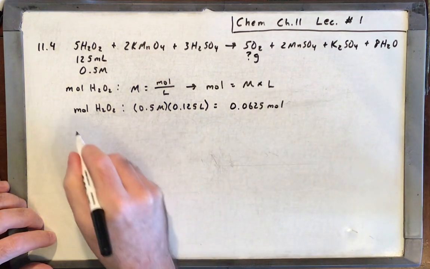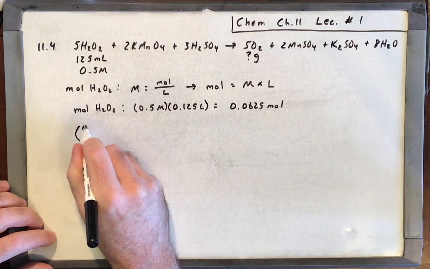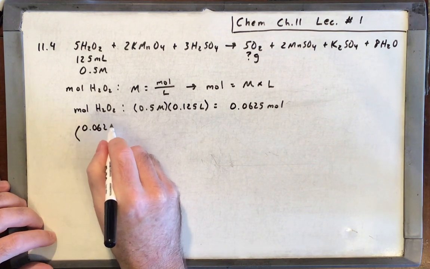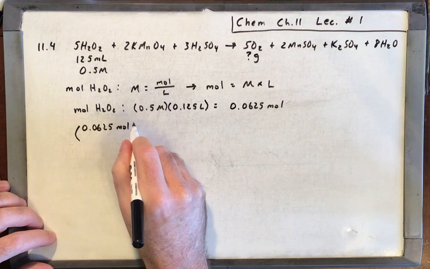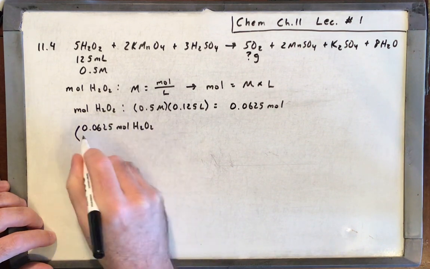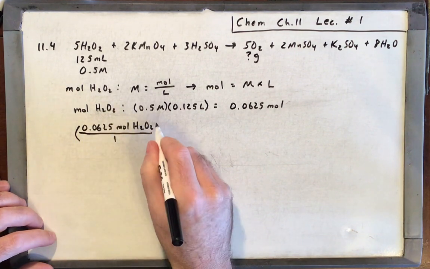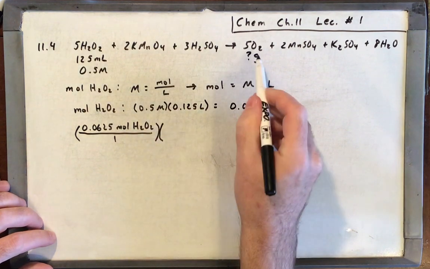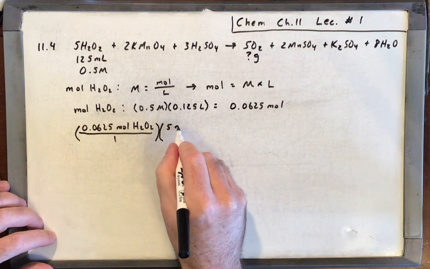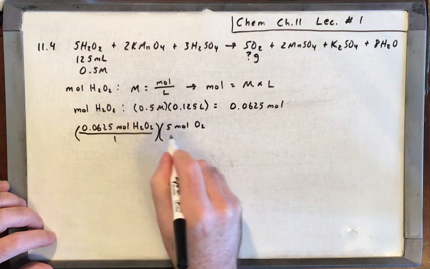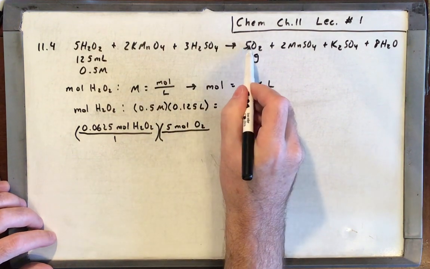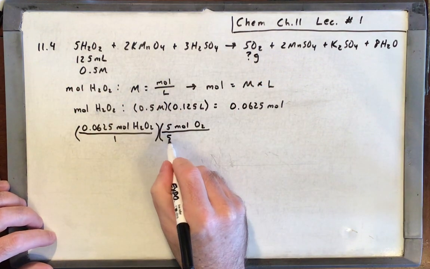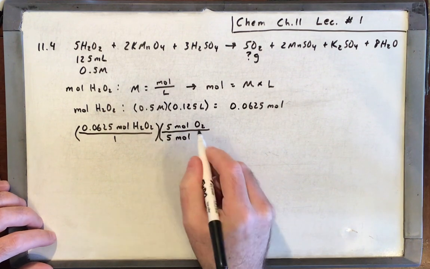All right, now we're going to do a little stoichiometry. So we got 0.0625 moles of H2O2. Put that over 1. We need to go to moles of oxygen. So we have 5 moles of oxygen. And it's a 5 to 5 ratio. All right, so we're not going to have to do a lot of calculator work there.